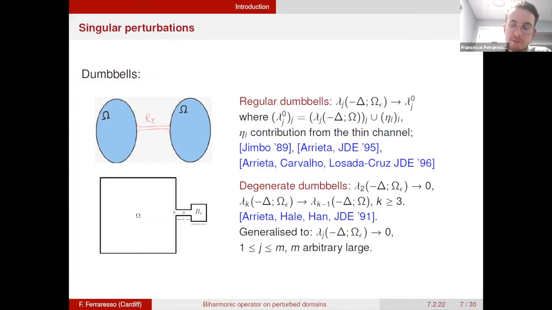So enough for the Neumann Laplacian. Now I would like to switch to the biharmonic. And in order to do that, I need to talk a little bit about boundary conditions, because the boundary conditions for the biharmonic operator are a bit more diverse than the ones for the Laplacian.